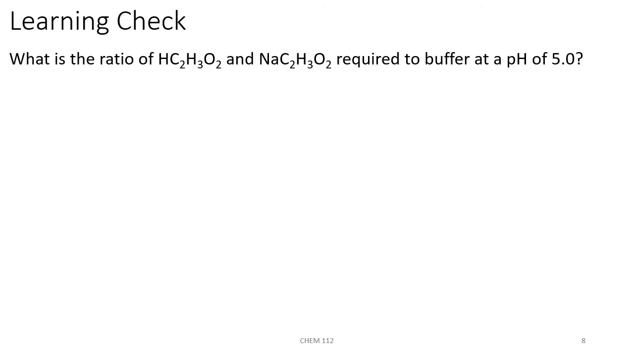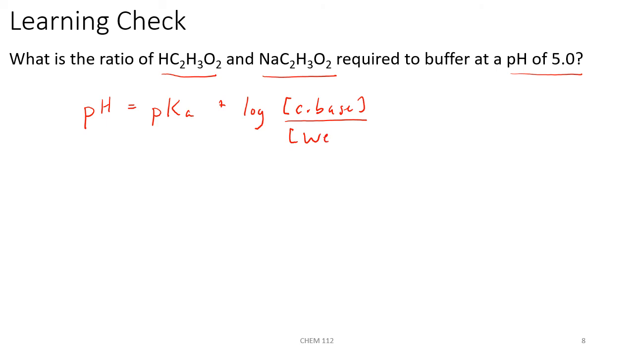Next, we can learn how we figure out the ratio of weak acid to conjugate base in order to buffer at a specific pH. In this example, we're using an acetic acid and sodium acetate combination, and we want to buffer at a pH of 5. We can use Henderson-Hasselbalch to make this an even shorter problem. The pH will equal the pKa plus the log of our conjugate base over our weak acid.